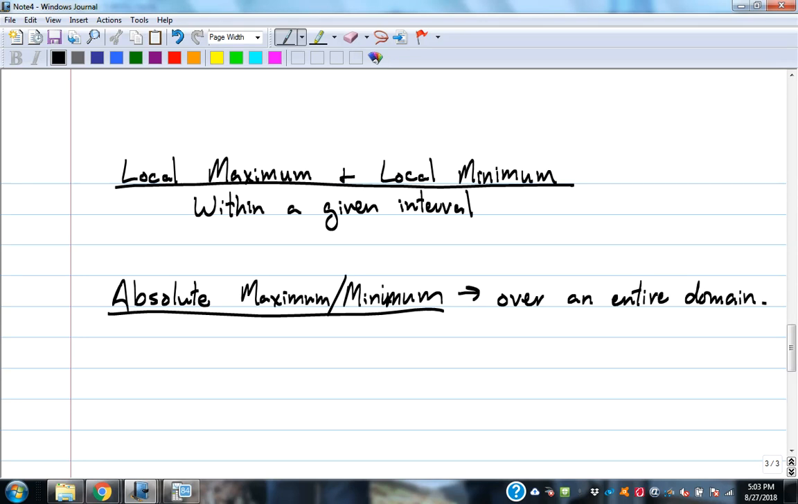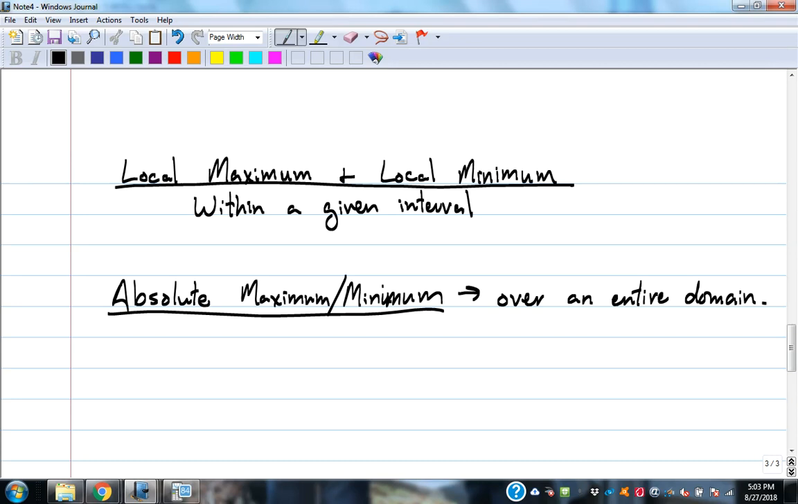Locals, they're going to say, okay, look between 2 and 8. What's the local maximum between 2 and 8? So what's the highest point on the graph between those two x values? What's the lowest point on the graph between those two x values? They're going to give you some sort of interval. Locals are just looking in a small window. Absolutes, we're looking across the entire domain. What's the highest point for a maximum? What's the lowest point for a minimum?